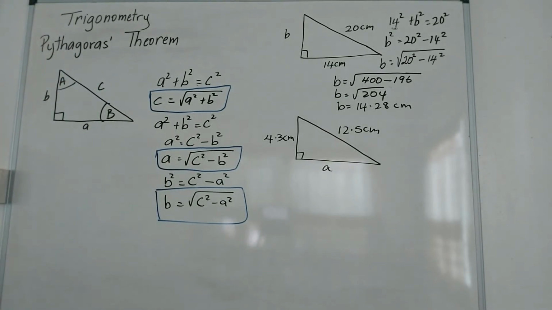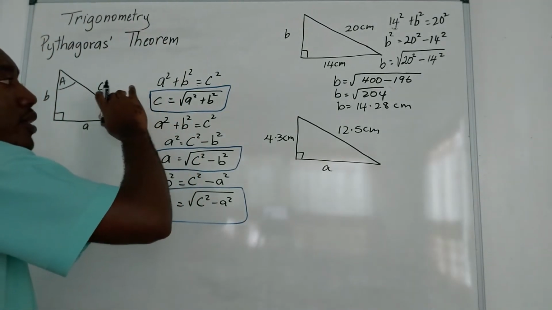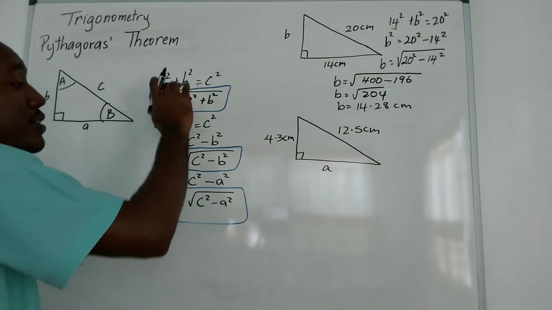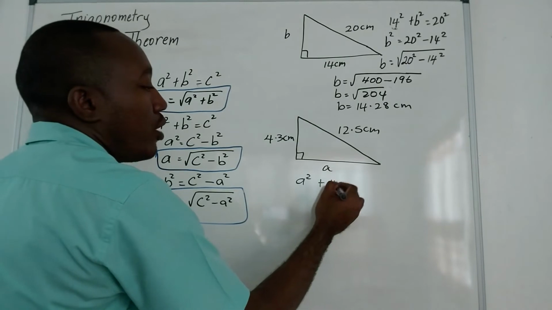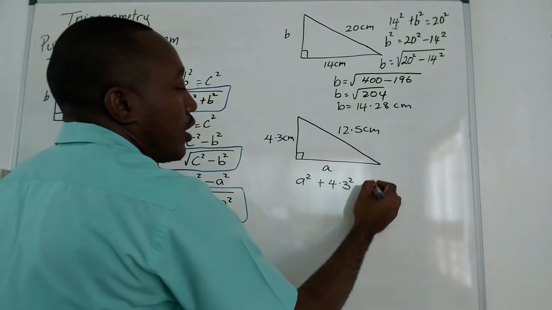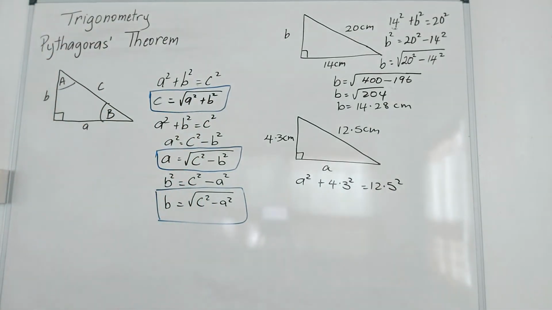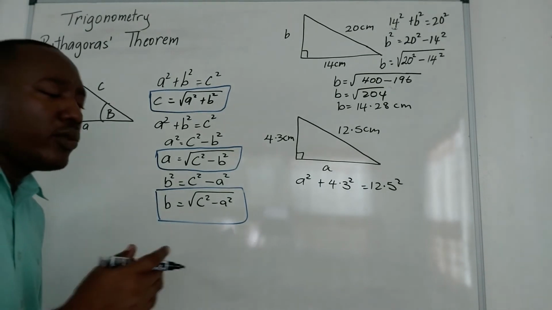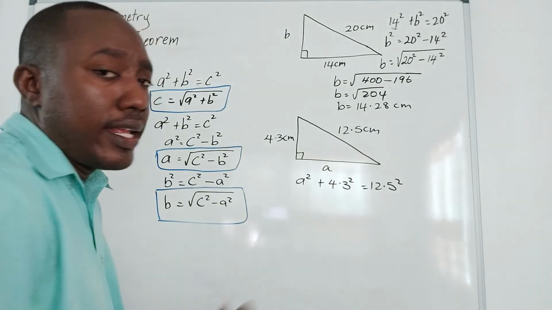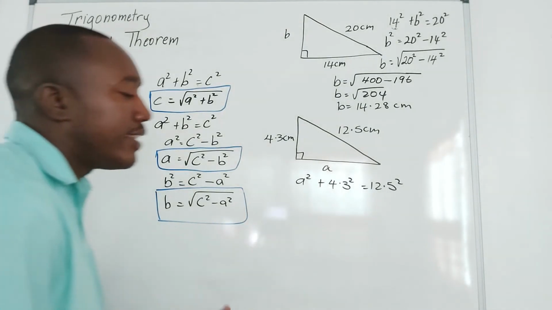Now let's look at the other one. Again, let us start by writing for the Pythagoras' theorem that a squared plus 4.3 squared will give us 12.5 squared. What you can do, you can pause the video right here and work it out, transpose it, find what a is equal to, work it out, and then we'll see if we have the same answer, the similar answer. Now you would have done that, let us check.